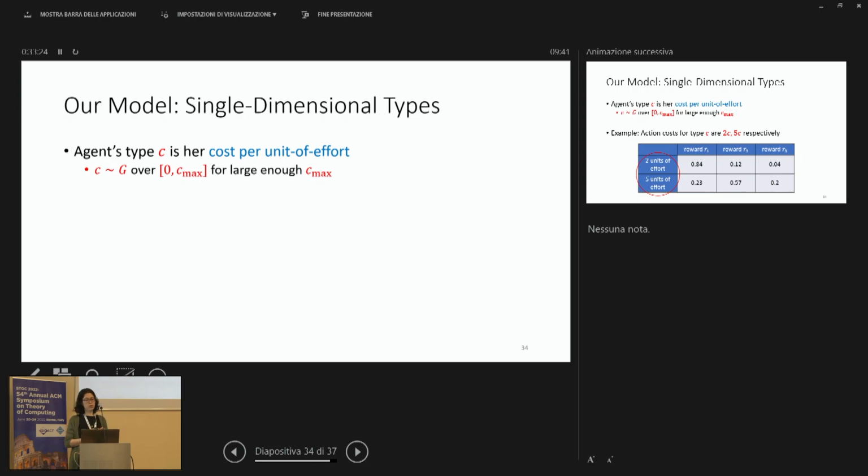What did we do? The first key step was to formulate a model in which the type is single-dimensional. Why is this important? Because Myerson's theory only applies to single-dimensional types. So this is the first step that we had to do if we hope to do anything that's Myerson-like. And the way we did this is that the agent's type c is just one number representing her cost per unit of effort. Okay, and this number comes from some distribution. This is the Bayesian assumption that I know the distribution.